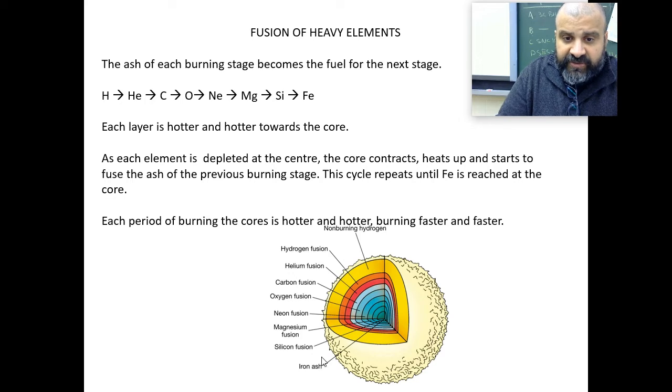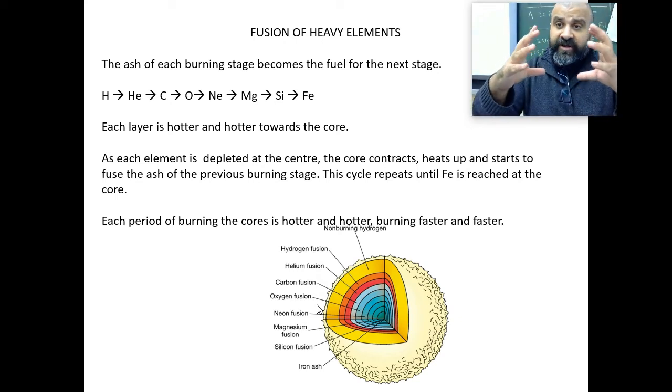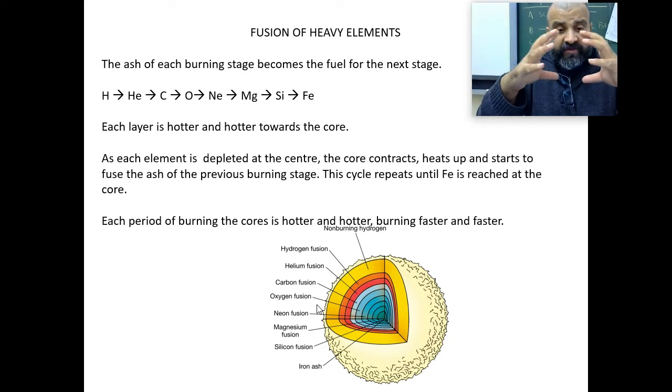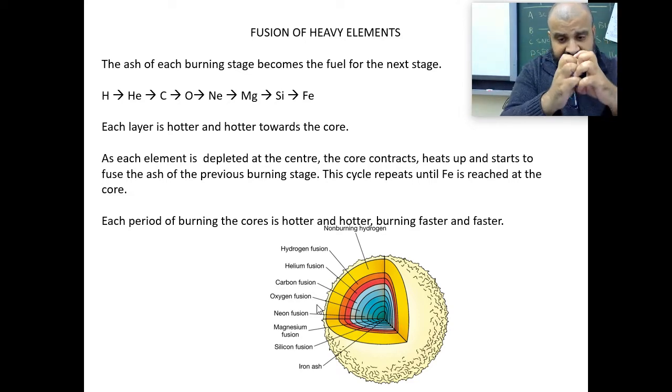Okay, so if we look at this diagram, right, we've got iron at the core. Then we move to silicon, magnesium, neon, oxygen, carbon, and helium. You have all these different shells inside. So hydrogen burning along nicely, fusing into helium. All the hydrogen is gone. The helium remains. It's not hot enough to keep burning. The helium core contracts due to gravity, gets hot enough to start fusing helium.